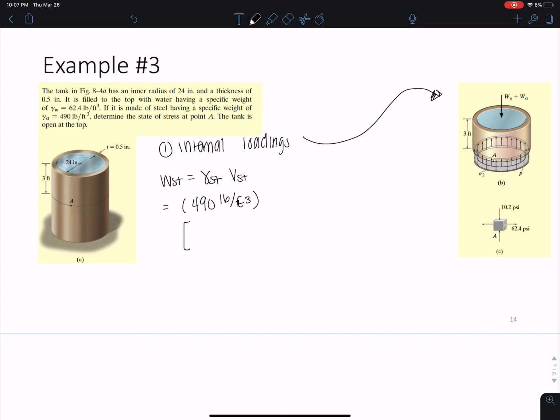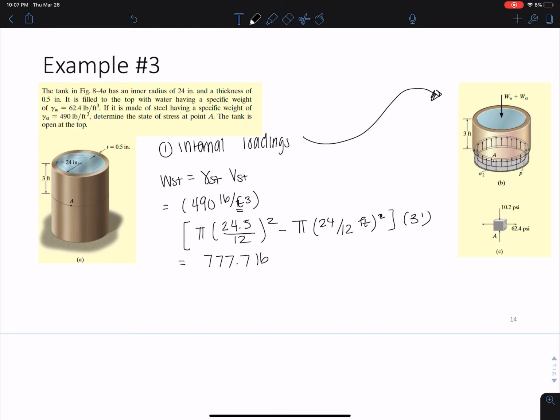And then here we have pi times 24.5 over 12, because I want this in inches. This is inches, yeah. I want this in feet because my specific weight is in feet. So to get it into feet, divided by 12 squared, pi r squared, but minus the inner area, I should say, actually. Okay, and then times 3 feet for the entire length of the column that I'm looking for. And then here I get 777.7 pounds.